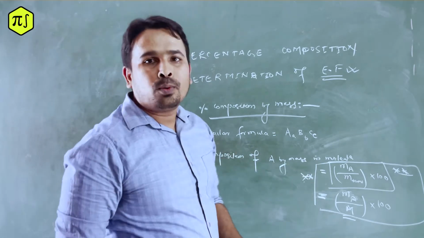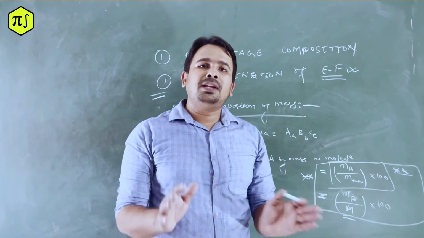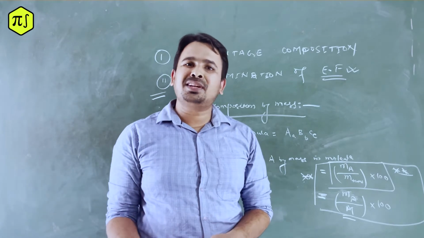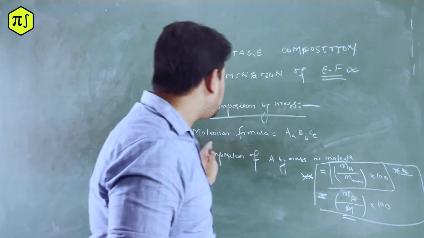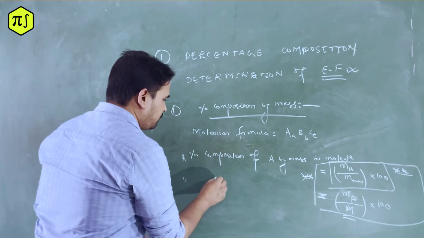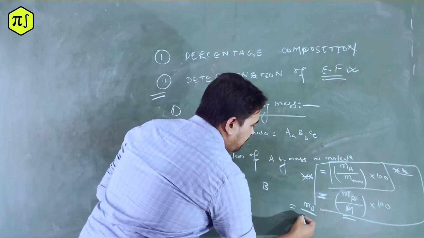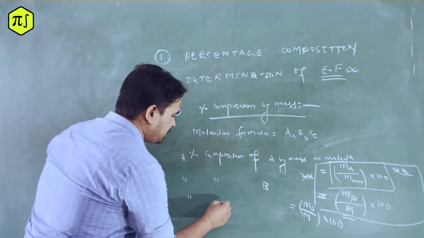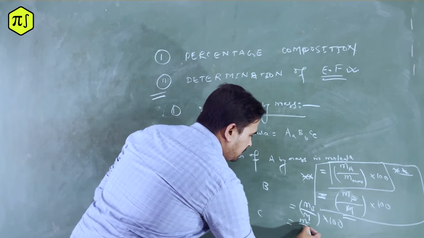You can use the mole concept and derive it easily. I'm leaving this one, hoping that you guys will be able to derive it. If not, you can put it in the comment section and we'll do that derivation also. But as of now, we are leaving it. Okay, so this is the percentage composition definition by mass. Similarly, you can put it for the others also. For B, it would be M_B divided by the molecular mass of the molecule into 100. Similarly, for C, M_C by M into 100.